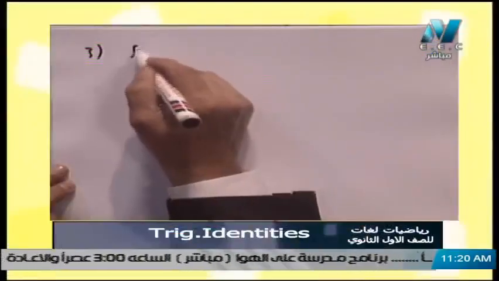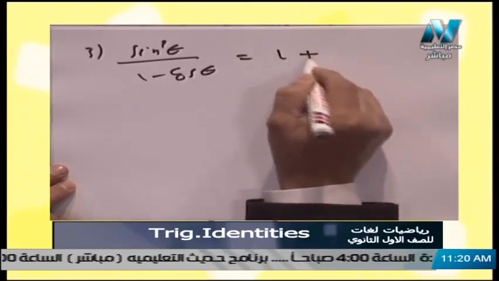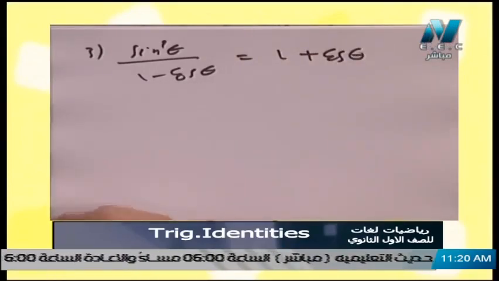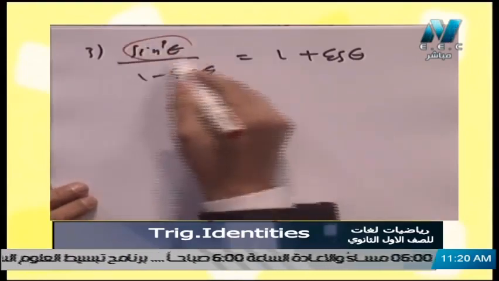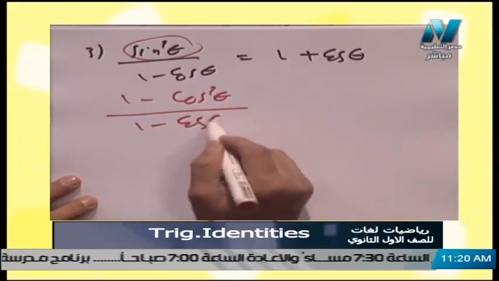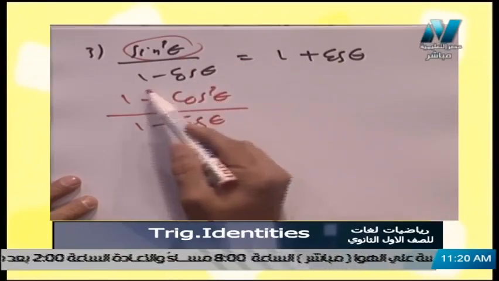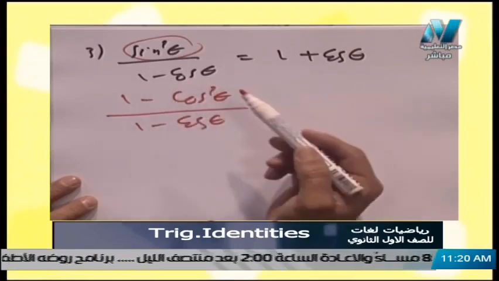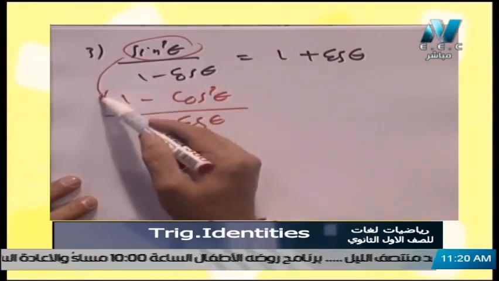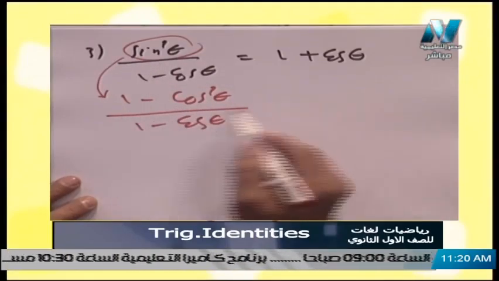Let's move quickly to another example to prove that sine power 2 theta over 1 minus cosine theta equals 1 plus cosine theta. Okay, my students, you know that sine power 2 theta equals 1 minus cosine power 2 theta, over 1 minus cosine theta. Why do we substitute by this one? Because we notice that here in the denominator we have 1 minus cosine. So if we substitute sine power 2 theta by the expression 1 minus cosine power 2 theta, we can deal with them.